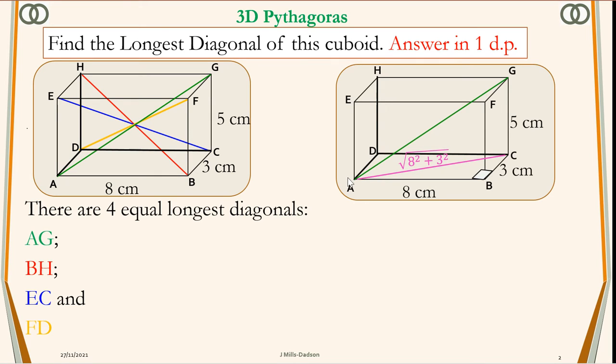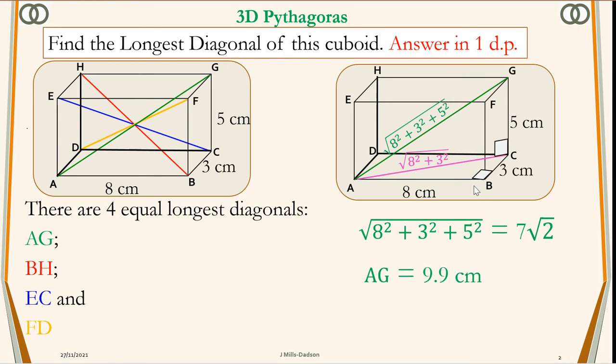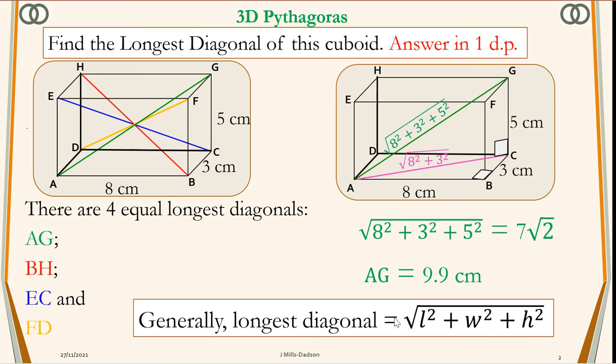And now if you want to work out the longest diagonal, which is AG, we need to use this value with 5 to work out AG. So we end up using 8, 3, and 5, because this one is a combination of 8 and 3, and we're going to use it with the 5, so we end up using all the sides. In short, when you want to work out the longest diagonal, it's simply the square root of the squares of all the 3 sides. In general, this is the formula. Longest diagonal is always the square root of the length squared plus the width squared plus the height squared. That's when you are looking for the longest diagonal.